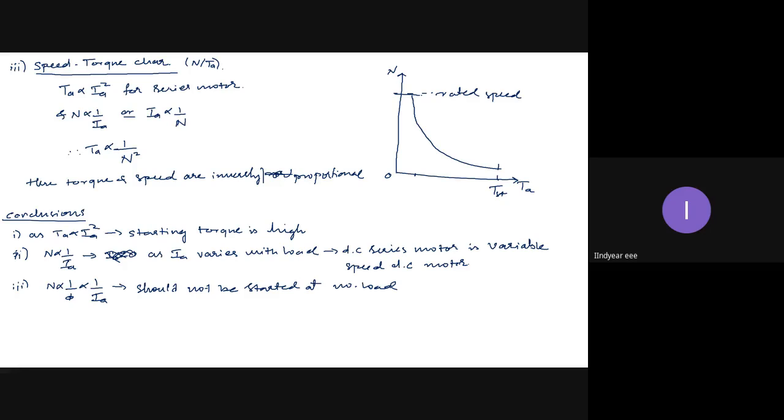Okay, so therefore it should never be started on no load. It should always be started with a load such that the speed is well within the safe limit. So these are the conclusions that we derive from the DC series motor characteristics. Any doubt so far? No, sir. Okay. So next we'll see briefly the characteristics of DC compound motor.